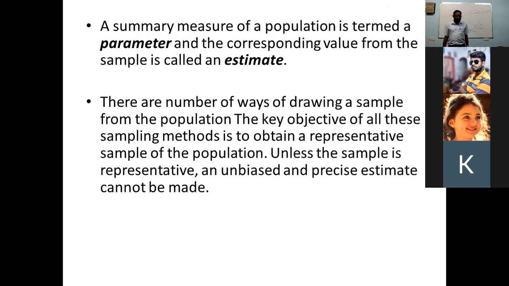There are a number of ways of drawing a sample. The population is a bigger group, and now we are going to take a smaller group from this bigger group. There are so many ways to take a sample. I will very quickly glance at what types of sampling there are. The key objective of all these sampling methods is to obtain a representative sample, as I said earlier. The sample should represent the whole population. Unless the sample is representative, an unbiased and precise estimate cannot be made.